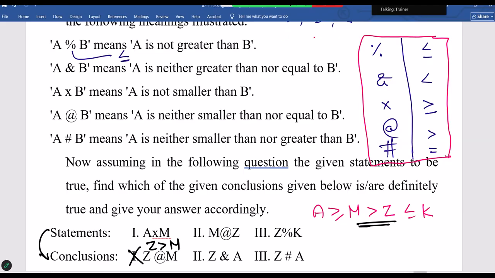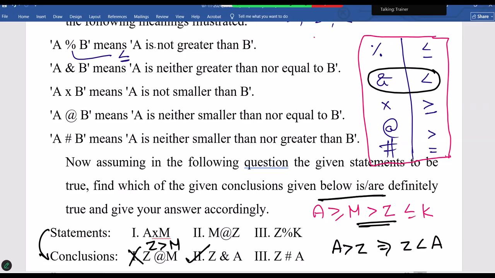With respect to the statements, decide whether the conclusion is true or false. Next, between Z and A, as just mentioned, the common symbol is greater. A greater than Z will come, meaning Z less than A. And the symbol is nothing but less than only. The second one is definitely true. Next, Z equal to A. This is saying Z equal to A. Wrong. We want Z less than A. So only 2 follows here.